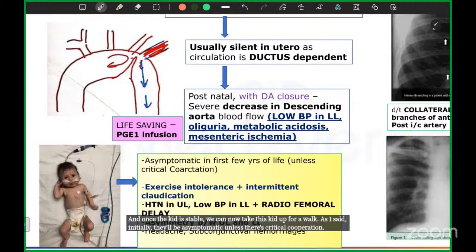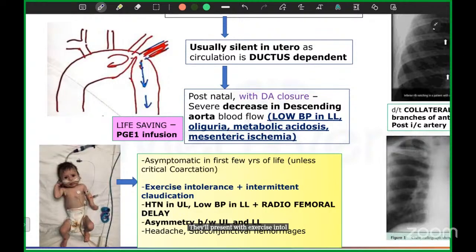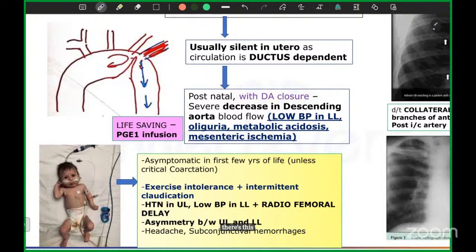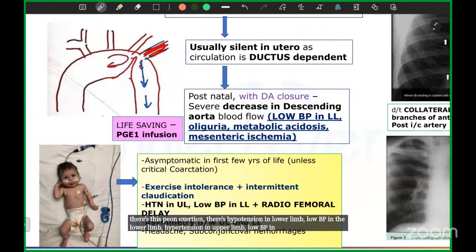They'll present with exercise intolerance. They'll present with intermittent claudication. Claudication is pain in the limbs. Just imagine this kid is not receiving blood in the lower limbs. So whenever there is exercise, there's dyspnea on exertion, there's hypertension in the upper limb, low BP in the lower limb, and there's a clear radiofemoral delay.